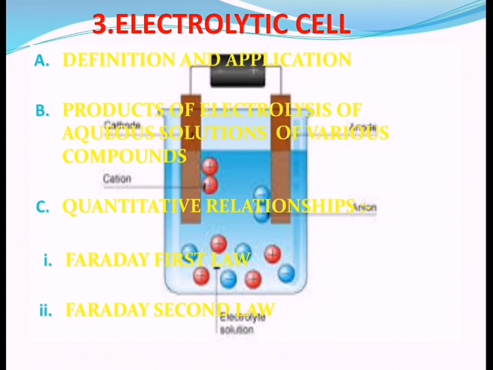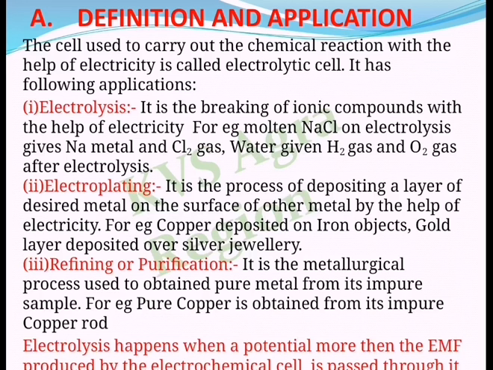First is definition and application. The cell used to carry out a chemical reaction with the help of electricity is called an electrolytic cell. It has the following applications. First application, electrolysis.